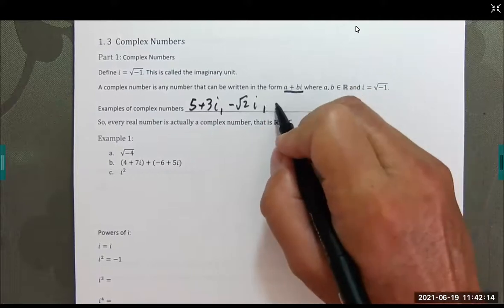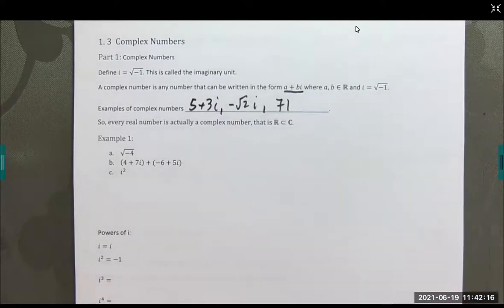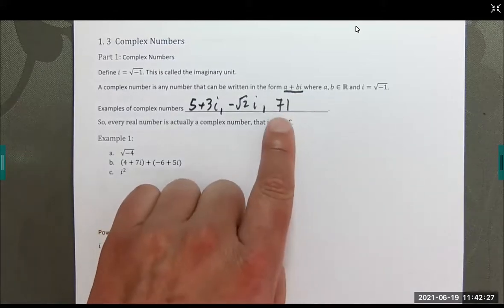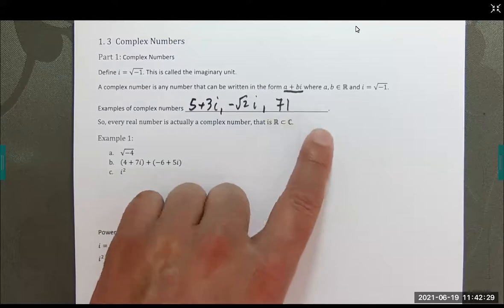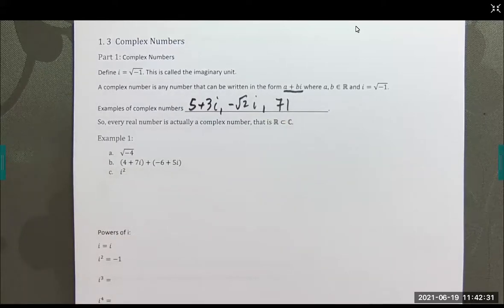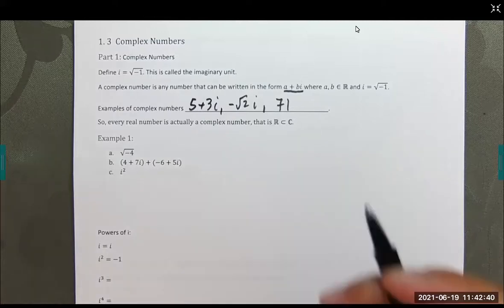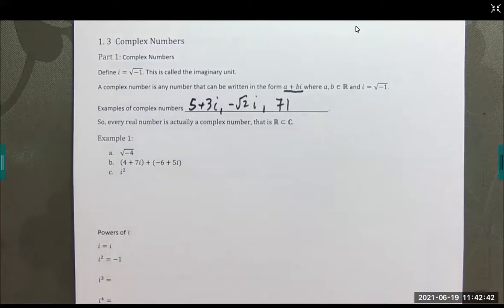And actually all numbers are complex numbers. So even just regular numbers, fractions, decimals, everything, pi, these are all considered complex numbers. And the way you would write it in standard form is you do 71 + 0i or something like that. This one could be 0 - √2 i to keep it in our form here. So every real number is actually a complex number, as I just mentioned. The real numbers are a subset of the complex numbers.